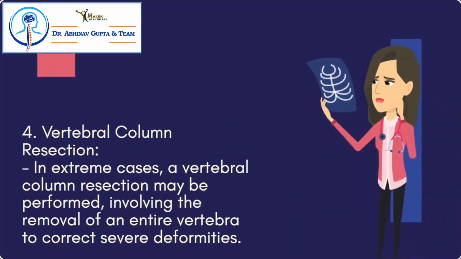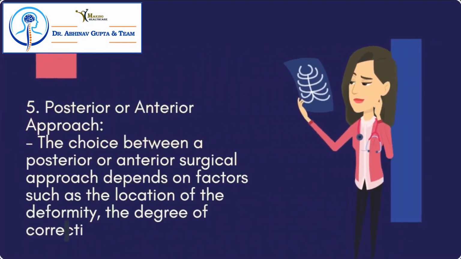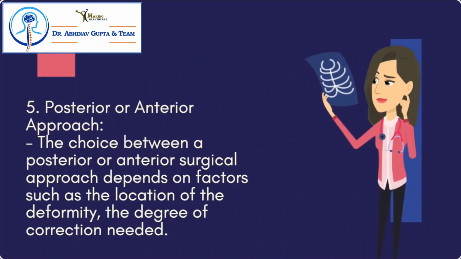4. Vertebral column resection. In extreme cases, a vertebral column resection may be performed, involving the removal of an entire vertebra to correct severe deformities. 5. Posterior or anterior approach. The choice between a posterior or anterior surgical approach depends on factors such as the location of the deformity, the degree of correction needed.